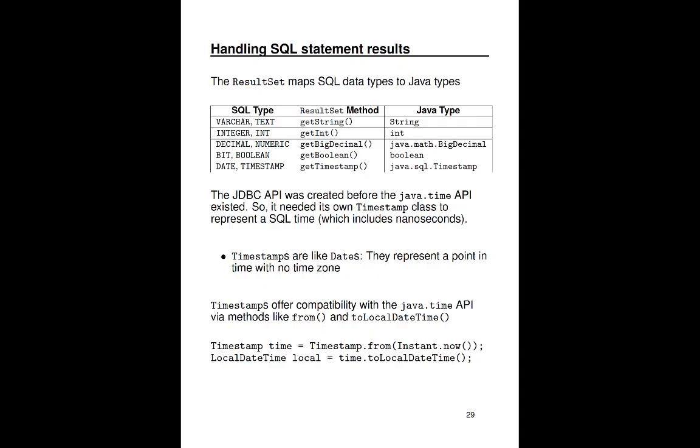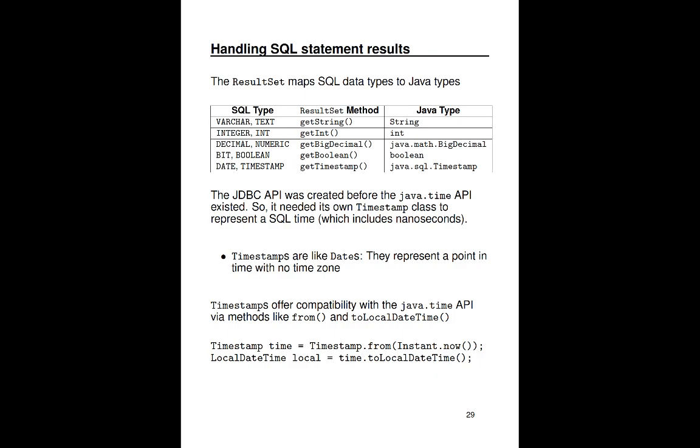So Timestamp is an older type. JDBC has been around for a very long time and actually predates the java.time classes that we learned about, like LocalDateTime and ZonedDateTime, things like that. So at the time, SQL introduced its own timestamp class because SQL includes nanoseconds, which Java didn't at the time. So timestamps are a lot like old school java.util Dates.